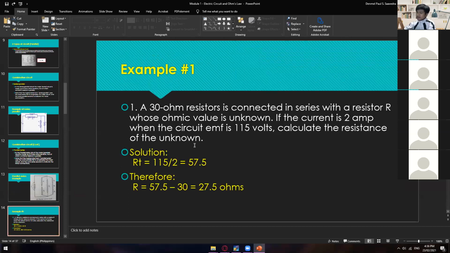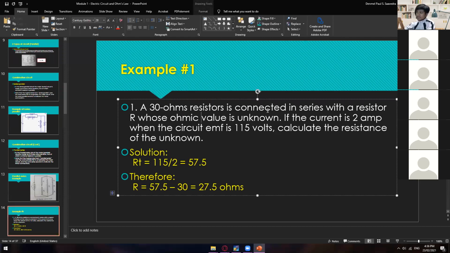All right, so let's have a very simple example. We have here a 30 ohm resistor connected in series with a resistor R, whose ohmic value is unknown. So we have the resistor which is 30 ohms, and another resistor here which is unknown. If the current I is 2 amps when the circuit EMF, the electromotive force, or in other words our voltage source, is equal to 115 volts. The question here is to calculate the resistance of the unknown, the variable R.